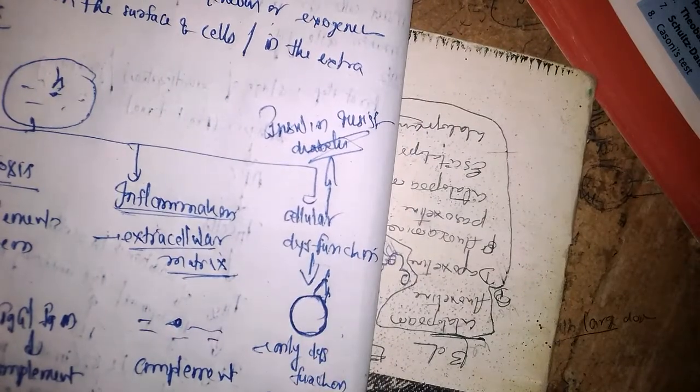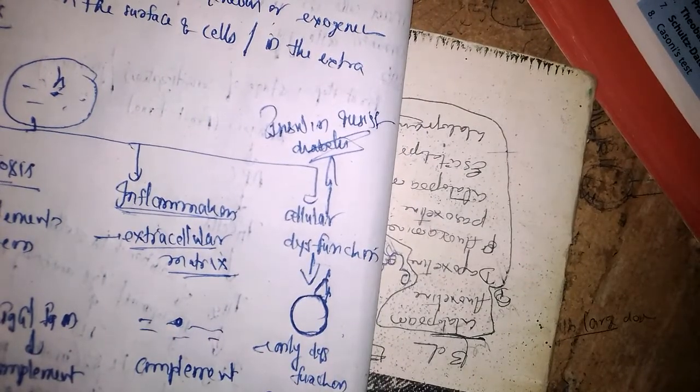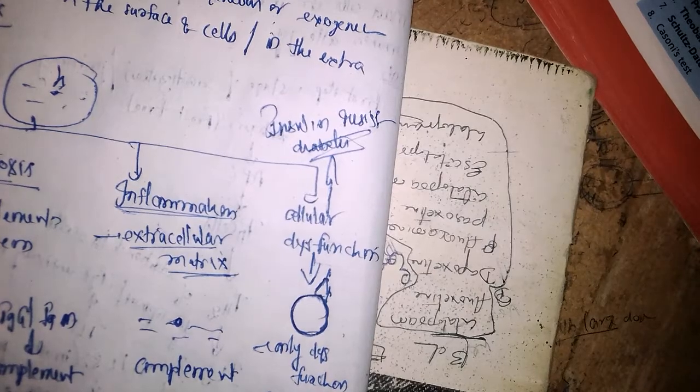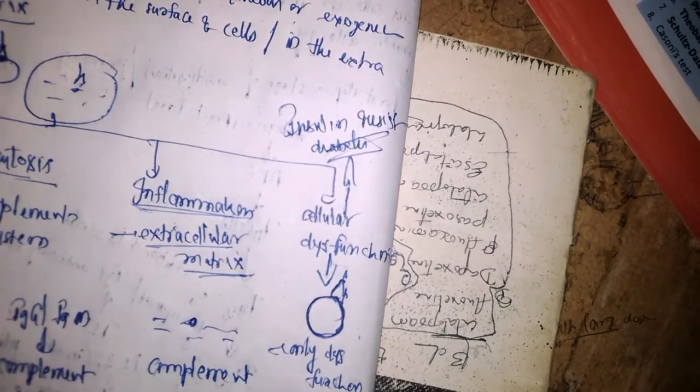And the third mechanism is cellular dysfunction. Here what happens is there is only dysfunction of the cell on which the antigens are present. Okay, and the examples are Graves disease, myasthenia gravis, all these things.